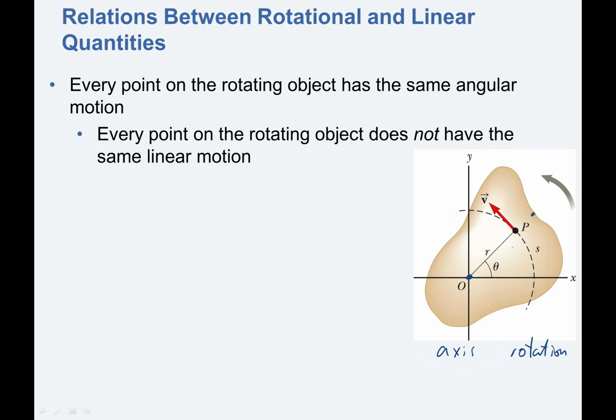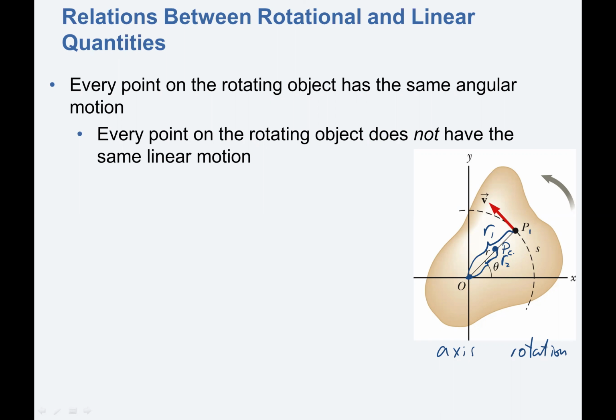So how about the linear motion? That's different. Again, let's say I take 2 points. One is here. You can see this one has, let's call this R2, and this one is R1. So you have 2 points, let's say P1, P2.